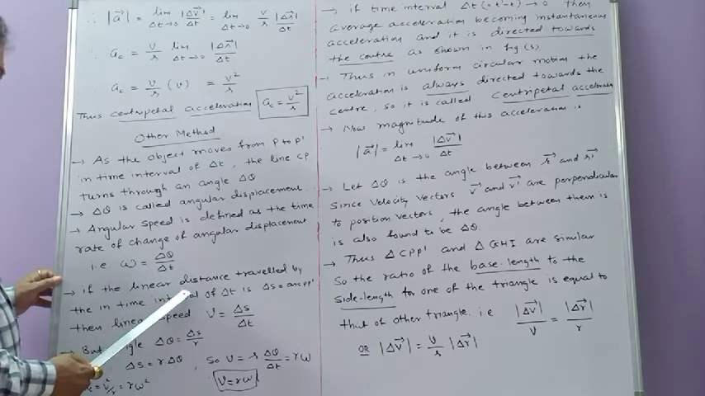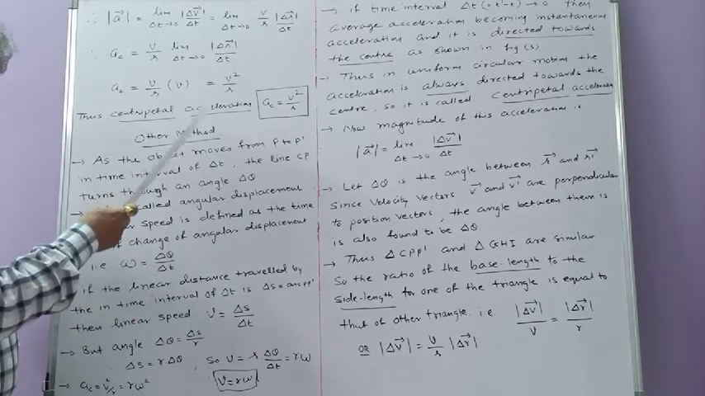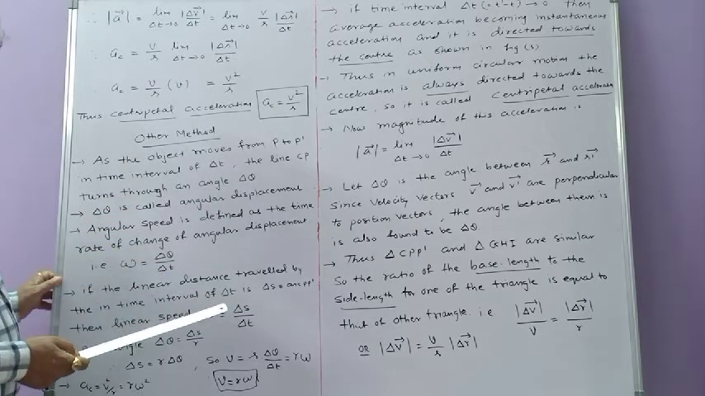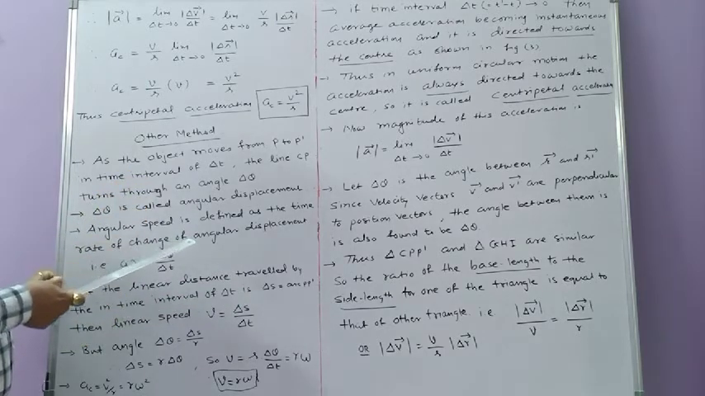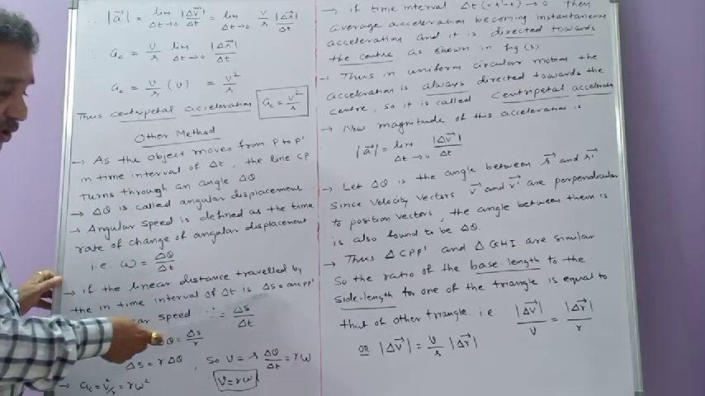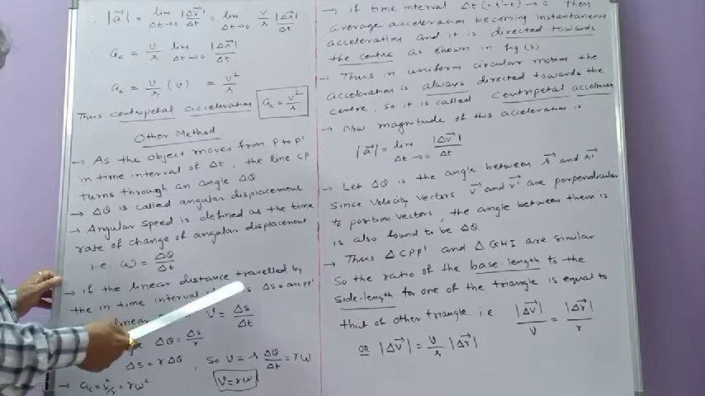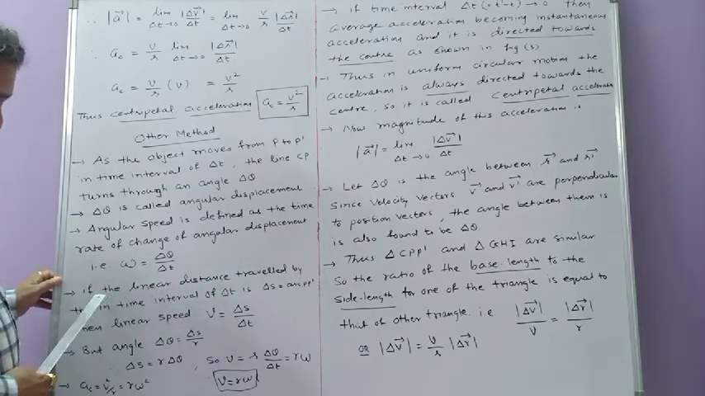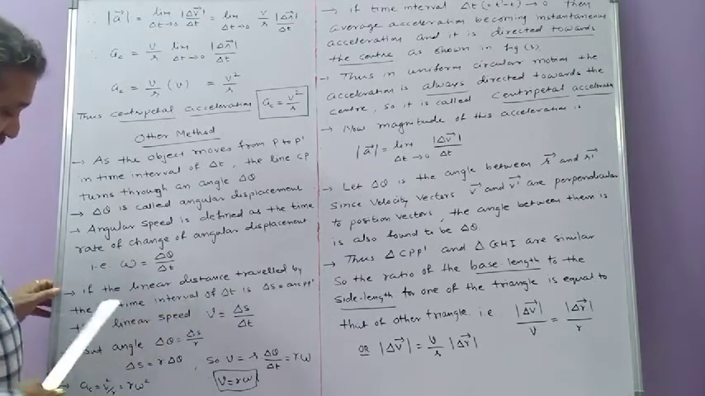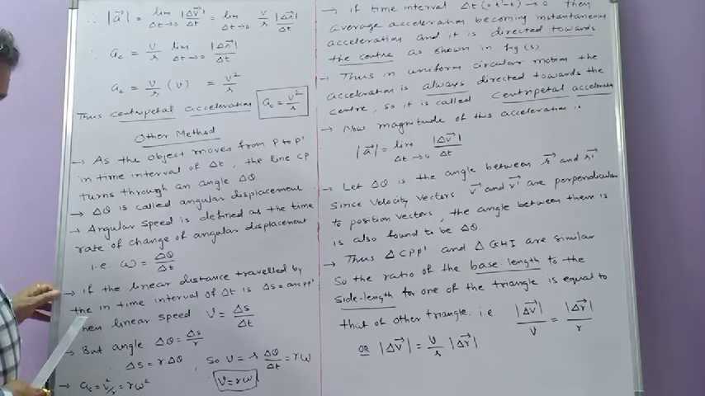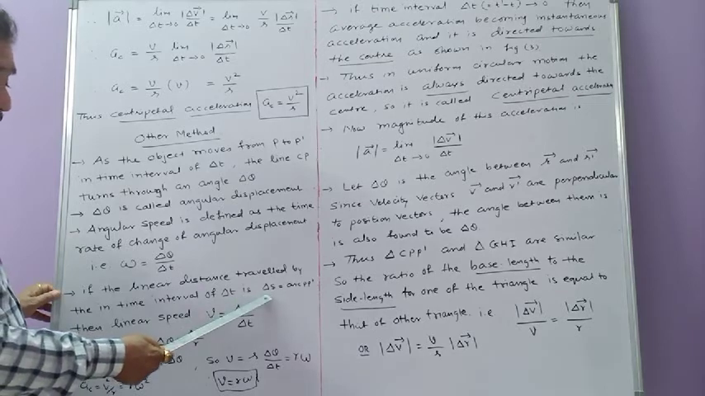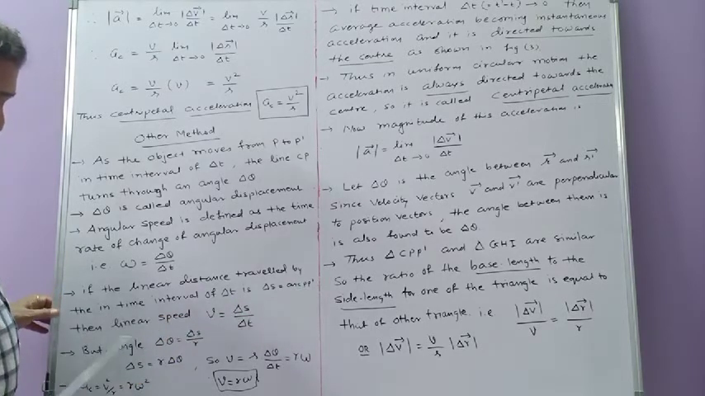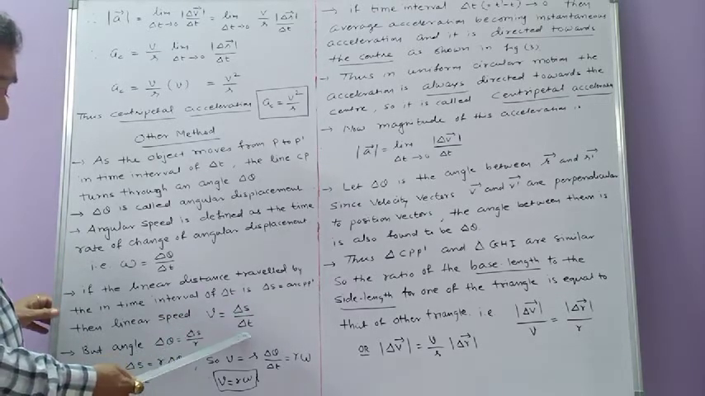If the particle goes from P to P dash, how much linear distance does it travel? The length of arc PP dash, and we denote the length of arc PP dash by the symbol delta s, and that linear distance upon time interval gives linear speed. So if the linear distance traveled by the object in time interval of delta t is delta s equal to arc PP dash, then its linear speed v is equal to delta s upon delta t.